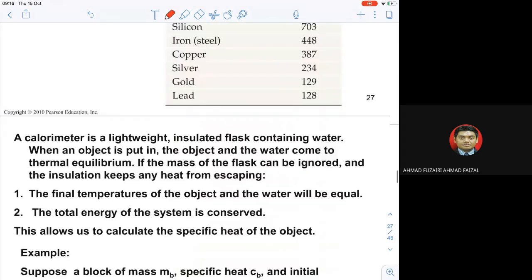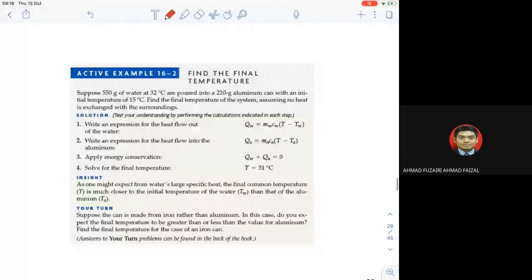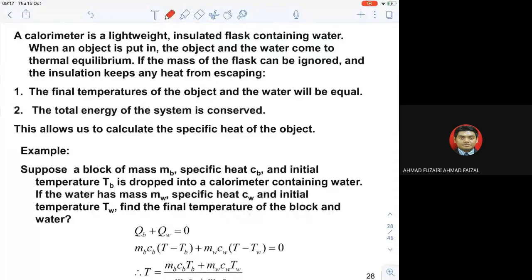So in that case, I should try to explain to you about a calorimeter. What is a calorimeter? Normally, this calorimeter is actually a lightweight insulated flask that contains water. When an object is put in, the object and the water come to thermal equilibrium. It means the mass of the flask can be ignored and the insulation keeps any heat from escaping. It's a flask, but it's very light and it is wrapped by a certain insulating material.